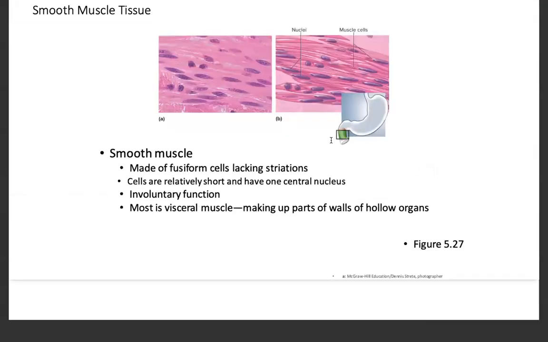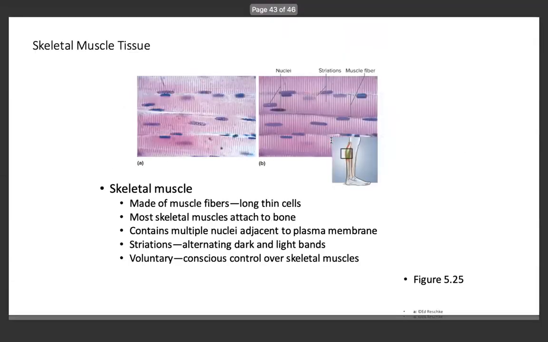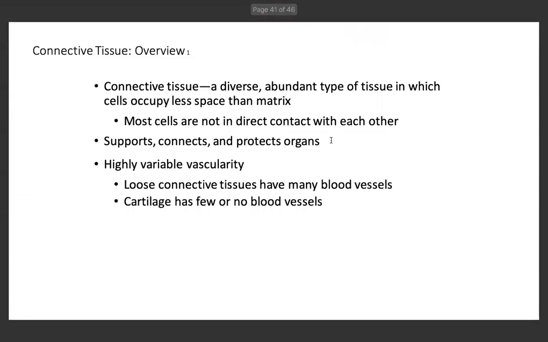Regardless of what connective tissue subtype is in question, what all connective tissue subtypes will share in common is the presence of a matrix. Only connective tissue will have a matrix.